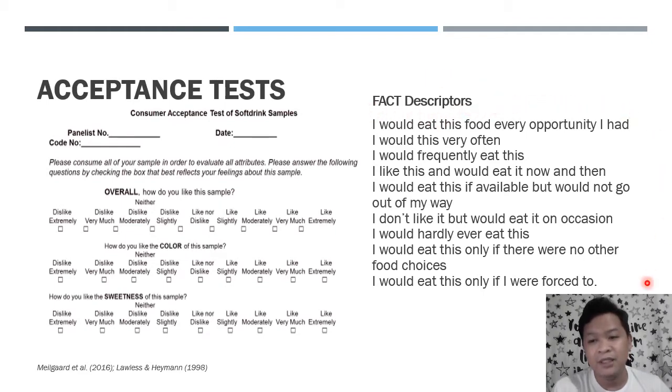Ito naman yung food action rating scale. Again, this was somewhat proven to be not as useful. Although it does measure the frequency of consumption. Pero alam naman natin that frequency of consumption is not just about liking. You may like a certain product na alam mong unhealthy, and you know that you will only consume it a few times a month at most because of its possible effect on your body in the long term, for example.